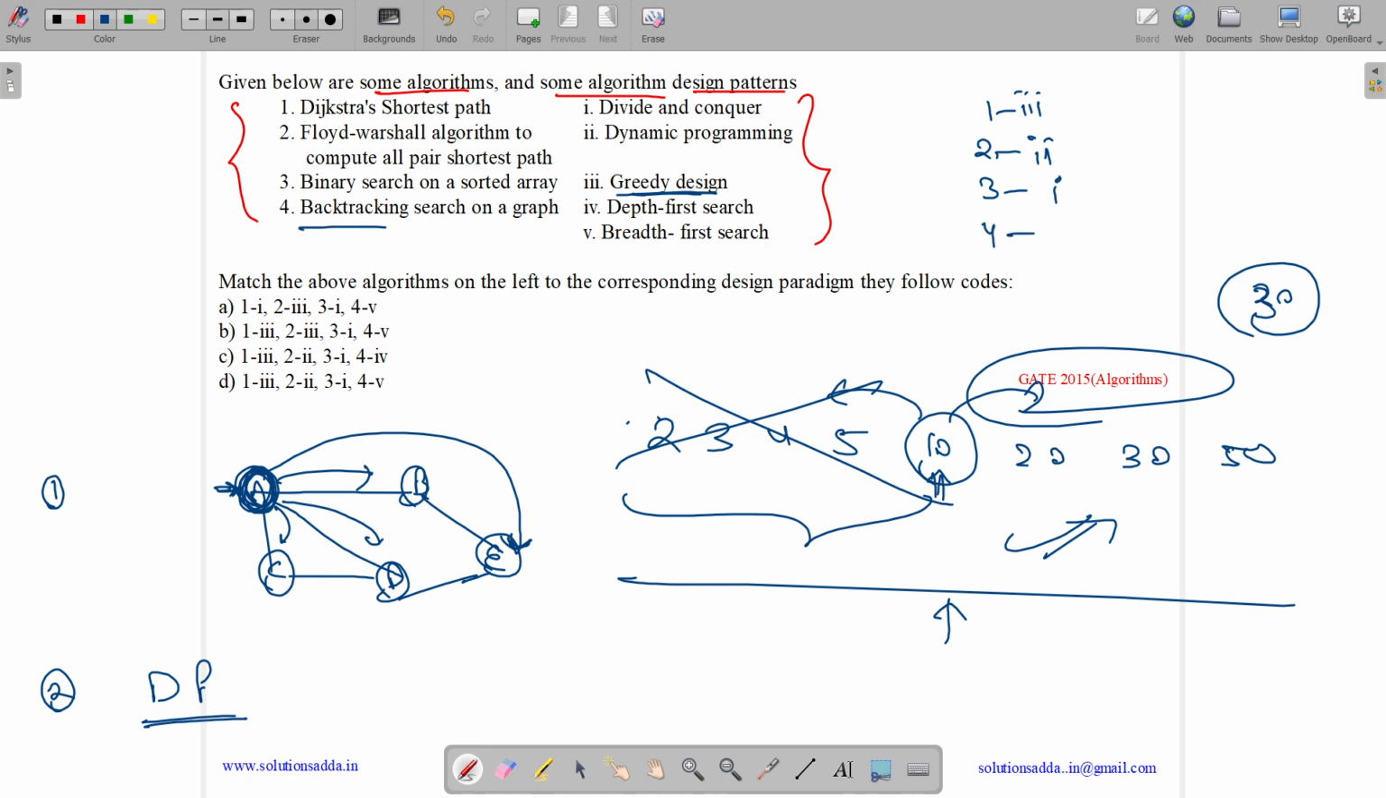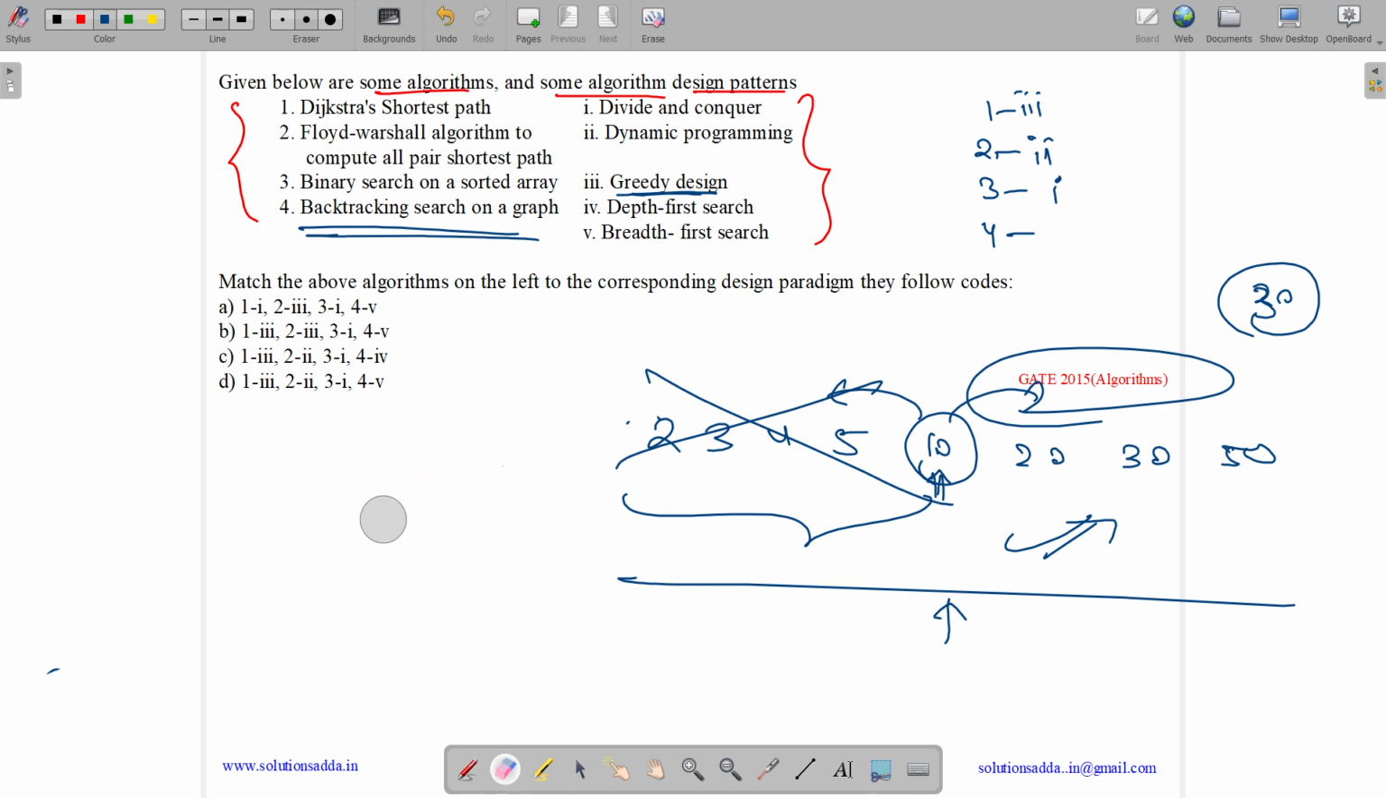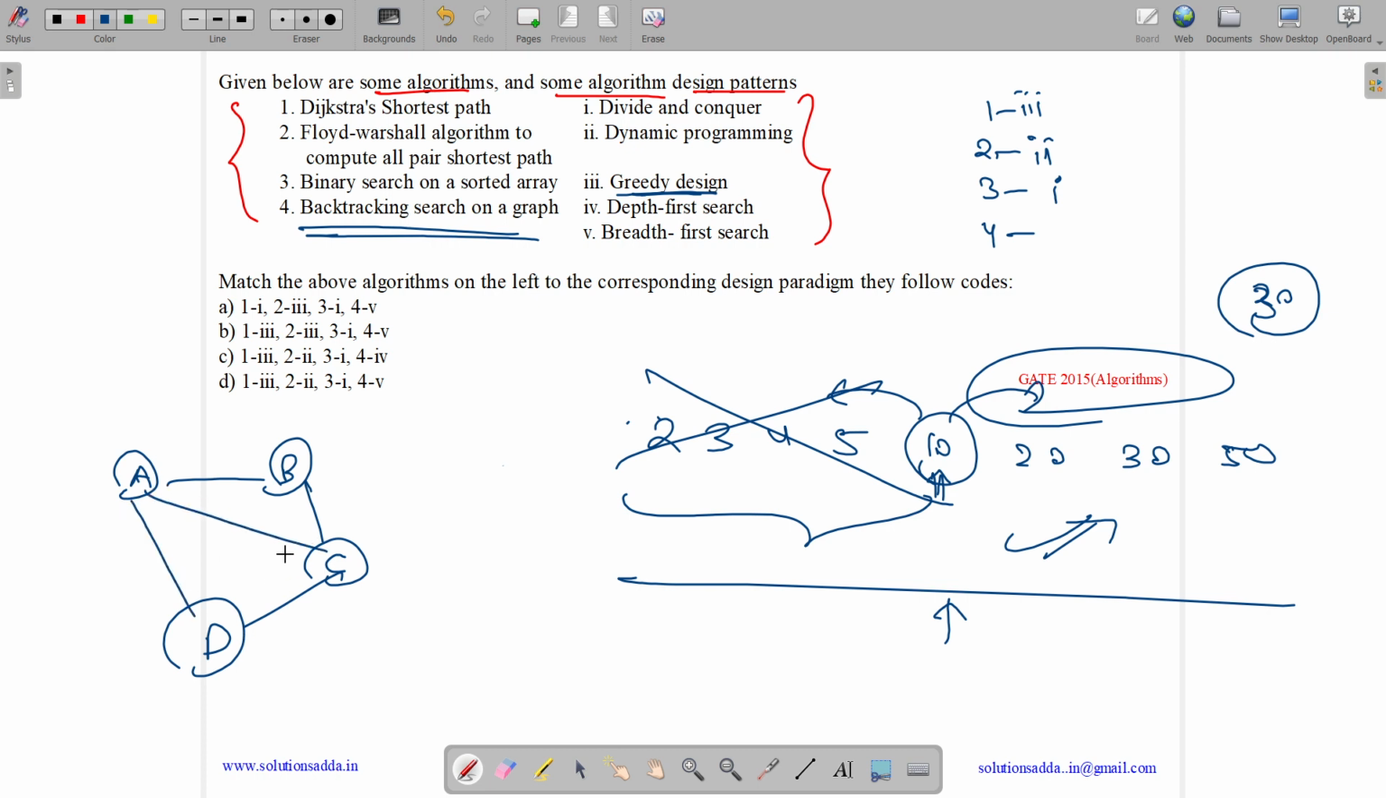Now we have backtracking search on a graph. Suppose we have a graph like this. So what are DFS and BFS? Suppose we have vertices like A, B, C, D, like this we have. What is BFS? BFS means that we will go first breadthwise, which means first we will go to A, then to all the neighbors of A, which are B, C, D, then to all neighbors of B, which are E, then to all neighbors of C, then to all neighbors of D, then to all neighbors of F.